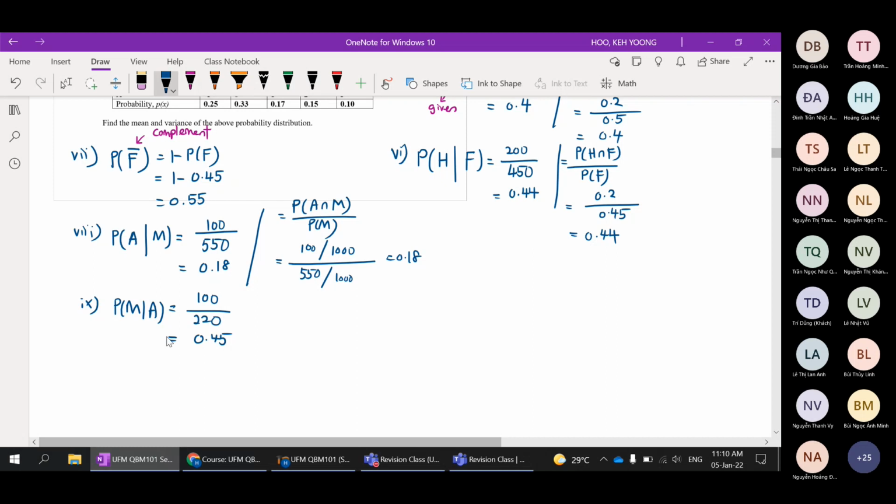So again, the questions for these two probabilities are different, right? A given M is not the same as M given A. Please do not think that they are the same.